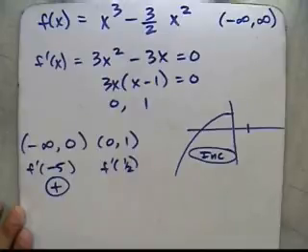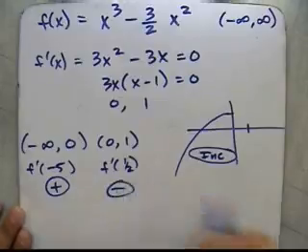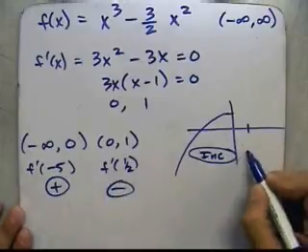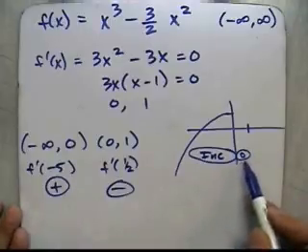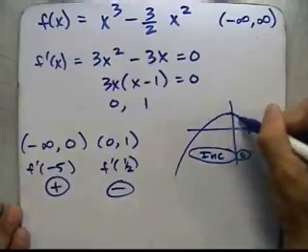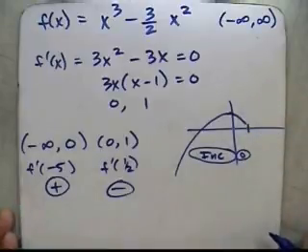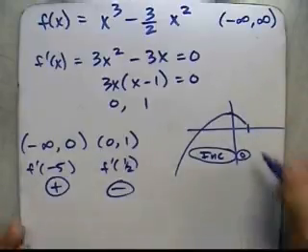All I care about is positive or negative. I don't care about the value. All I care is the sign. If it's negative, that means from here to here, in this little zone right here, it's decreasing. So in that little interval from 0 to 1, it's got to be decreasing. So my graph's going to be going down somewhere in there.